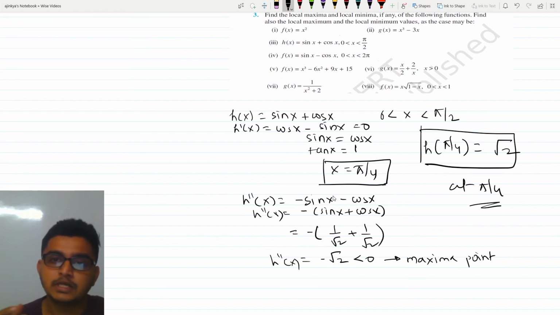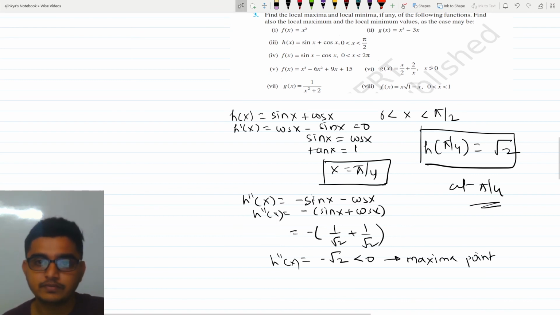For this particular function, since it is in the range of 0 to pi by 2, we need to find out what the minimum value is. Since we have only an inflection point greater than 0 and less than pi by 2, we only have a maximum value for this particular function. Now we'll see the fifth question.